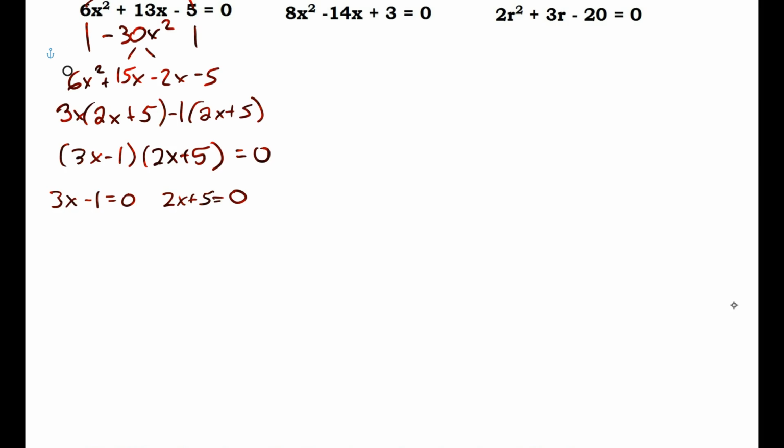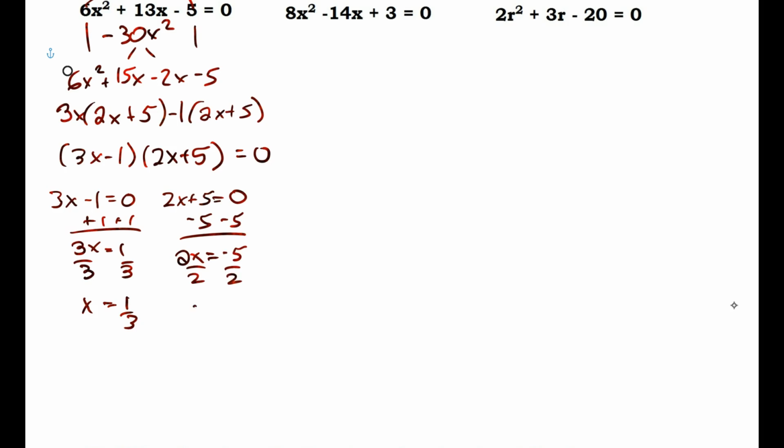And because that's A and that's B, add 1, we get 3x is equal to 1, divide by 3, x is equal to 1/3. And then come over here, subtract 5. Then we get 2x is equal to negative 5, divide by 2, x is equal to negative 5/2.